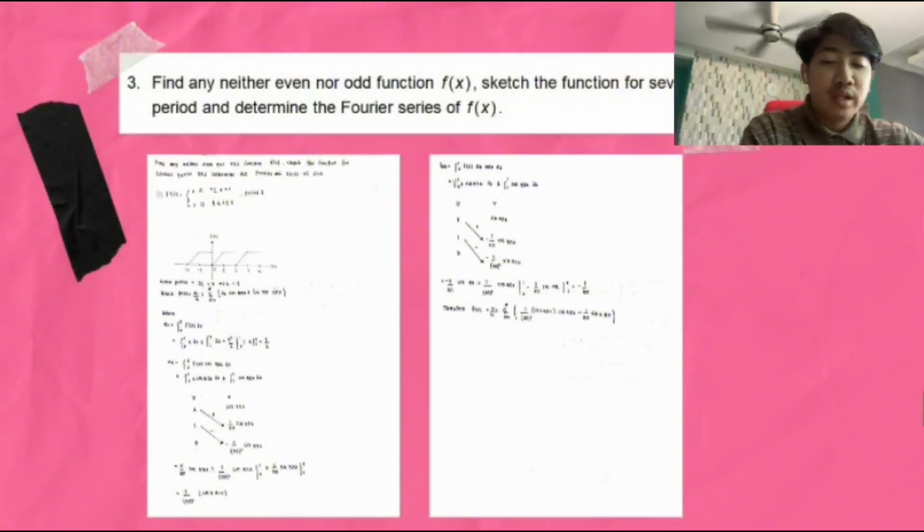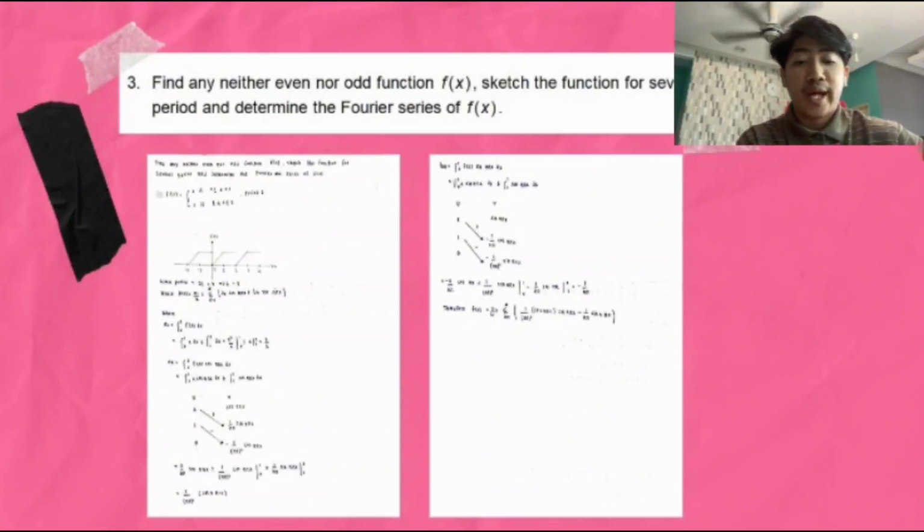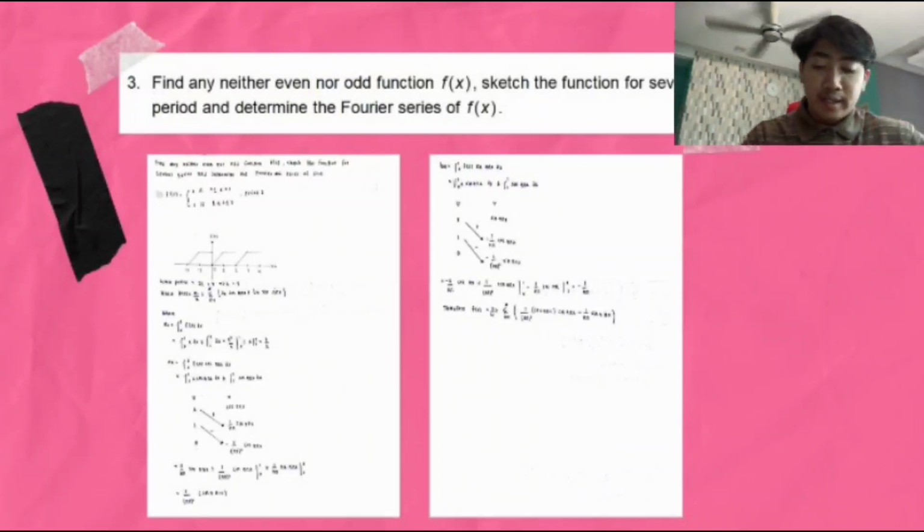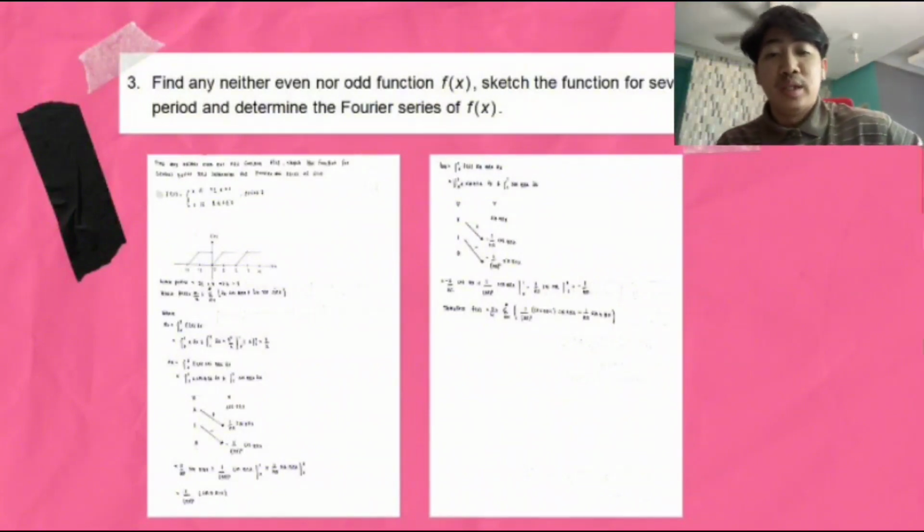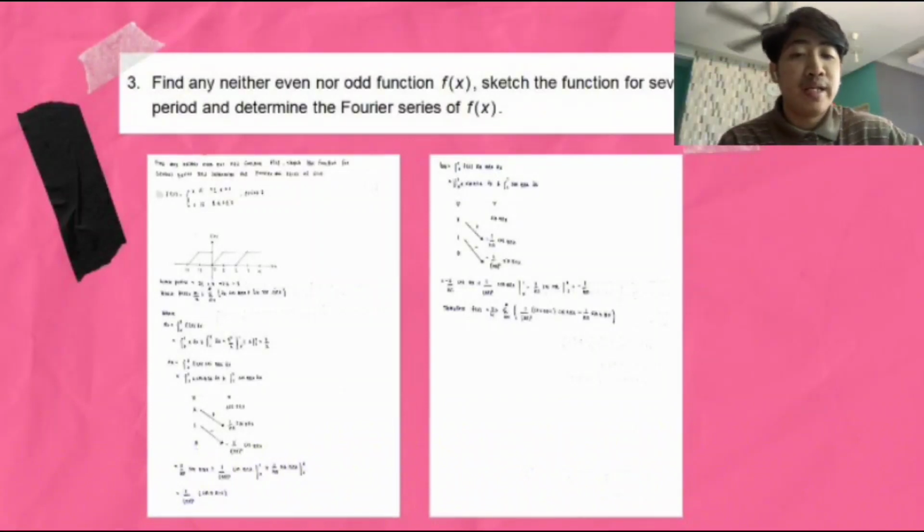So for a0, the integral from 0 to 2, f(x) dx, so it's 3 over 2. So for an, the integral from 0 to 2, f(x) cos n pi x dx. So an is 1 divided by n pi to the power of 2, bracket cos n pi minus 1. And lastly for bn, the integral from 0 to 2, f(x) sin n pi x dx.